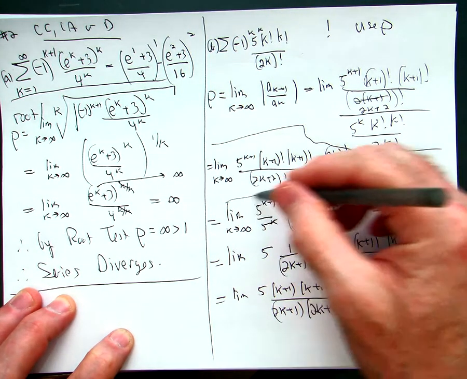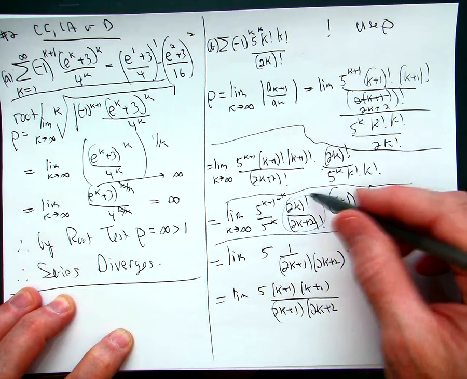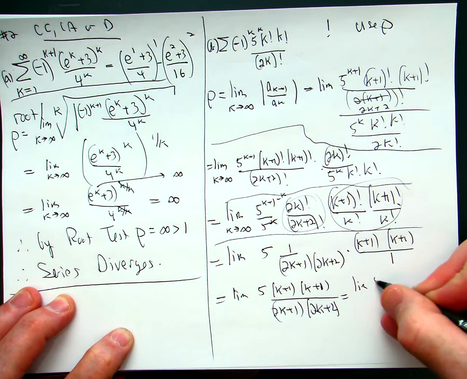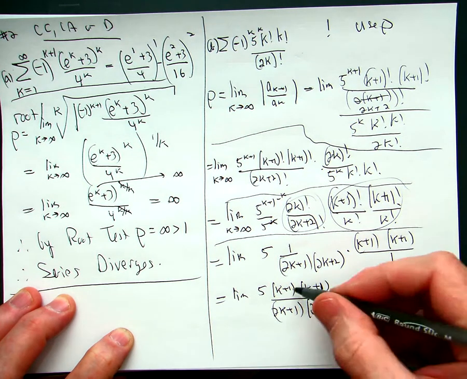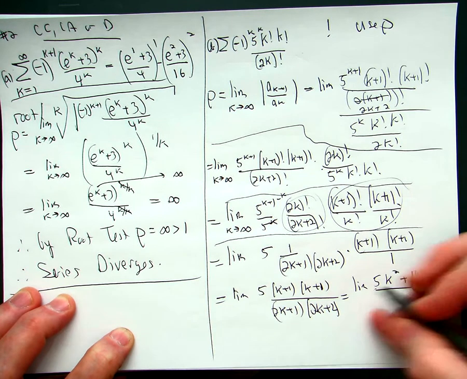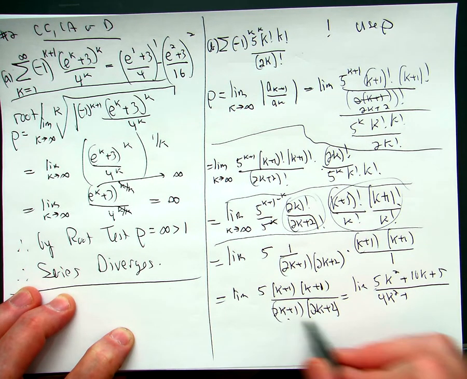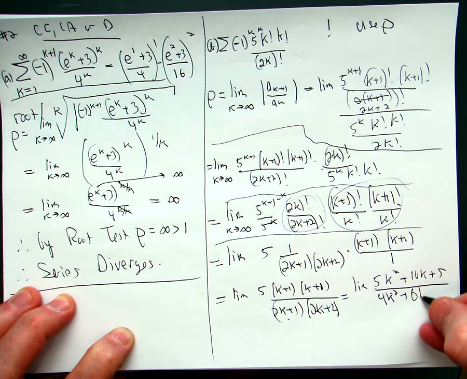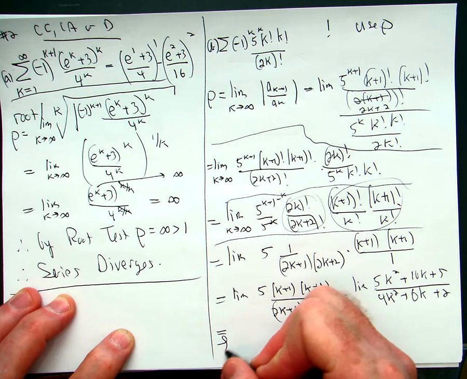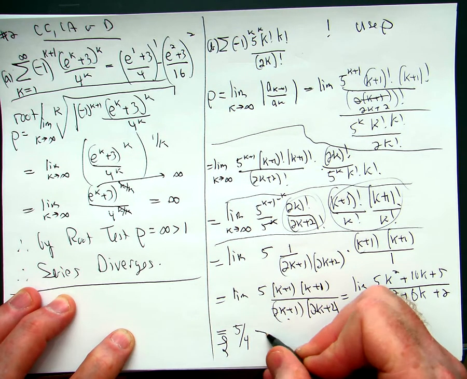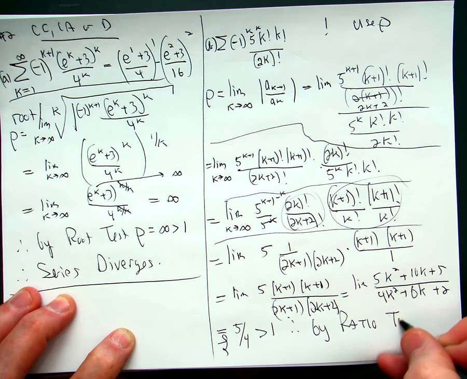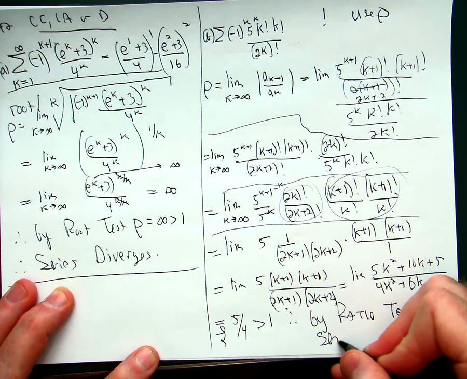Now I'll show you the algebra from here and how to simplify on the next page. So I multiply this out. And what I'm going to get is a polynomial. So this is k squared plus 2k times 5, which is 10k plus 5, over 4k squared, 2k, that's 4k, 6k, and then plus 2. And notice I have 5k squared over 4k squared. Using L'Hopital's, this is going to be equal to 5/4. That's greater than 1. Therefore, by the ratio test, the series diverges.